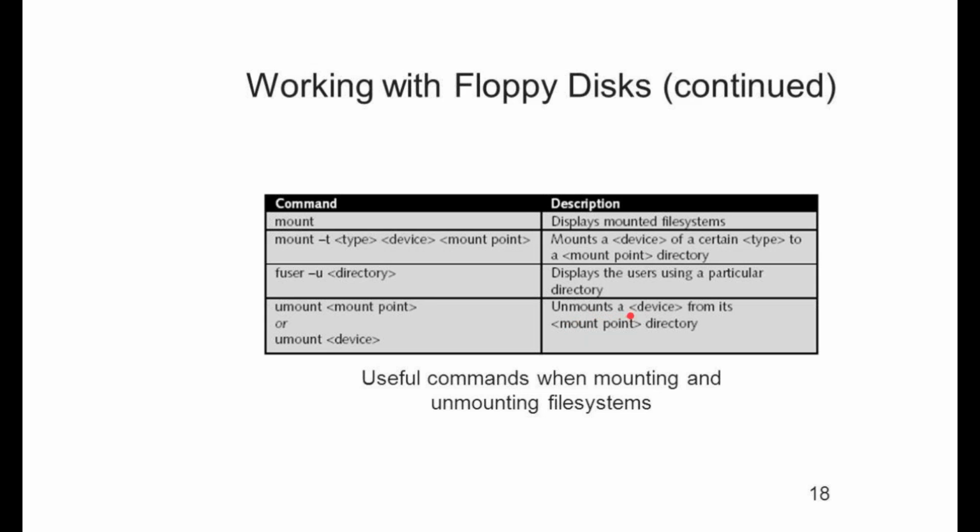Similarly, to unmount a device from its mount point, you use umount and the mount point, for example the folder path, like /cdrom or /floppy. Either you mention the device name or you mention the mount point, with the full path. So for unmounting, you can give the mount point or the device name. It will detach from your mount point and return back to your directory.